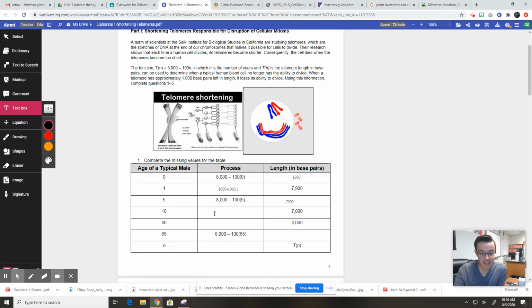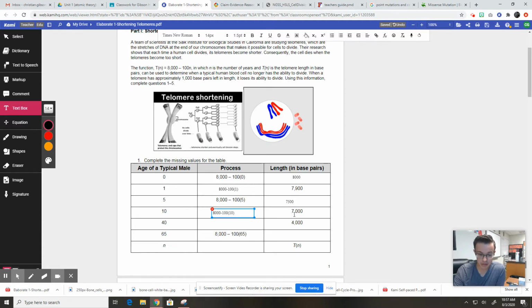All right. So here, now this person is 10 years old. So if they start with 8,000 base pairs at birth, minus 100 times however old they are. Hopefully you are following along with me, but you're also doing this on your assignment because you're going to have to submit this for a grade. It's just a simple completion grade because I'm doing it with you. So now 100 times 10 is 1,000. So 8,000 minus 1,000 gives us 7,000.